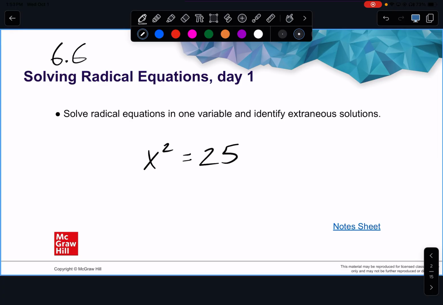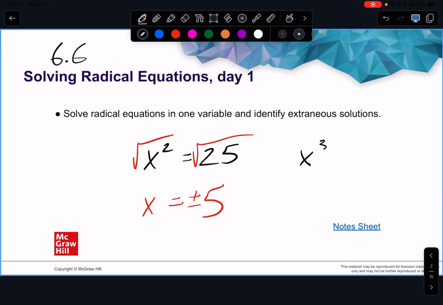Square root of 25. Yeah, because the opposite of x squared is the square root, right? So the square root of 25. X equals, now this is going to come into play later, 5, but it could also be negative 5. So that's something we're going to talk about later, but the square root undoes squared, right?